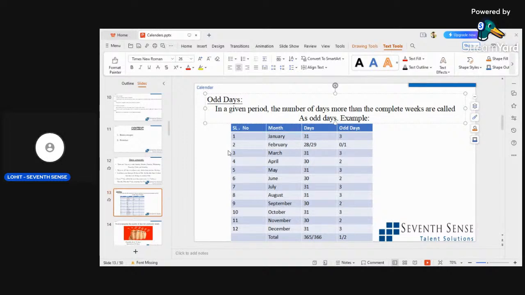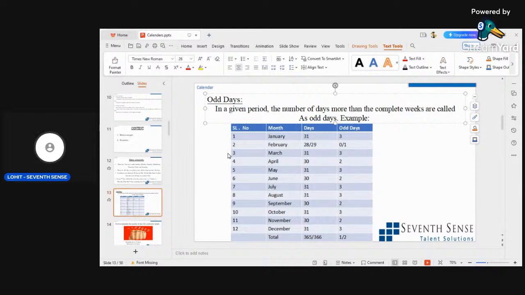As Pawan has written, 25 modulus 7. If there are CS students, they will know this. Modulus means you need to take the remainder. If you divide by 7, whatever the remainder is, that is the odd days. If I take 100, 100 divided by 7, the odd days will be 2, because the remainder is 2. If I take 14, 14 divided by 7, the answer is 0, so odd days are 0. Like that you can find the odd days.